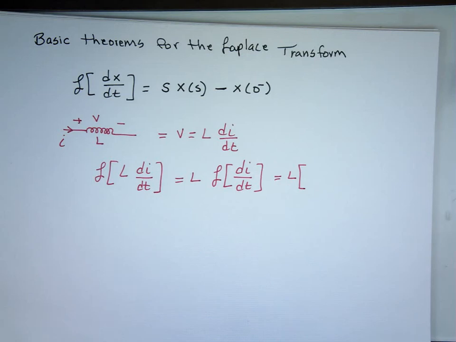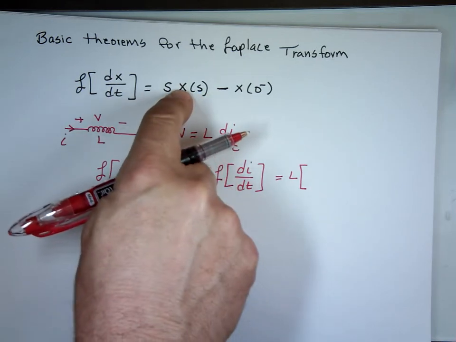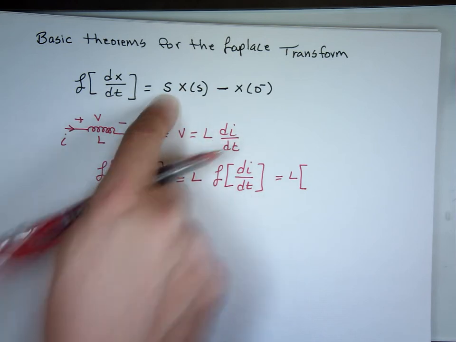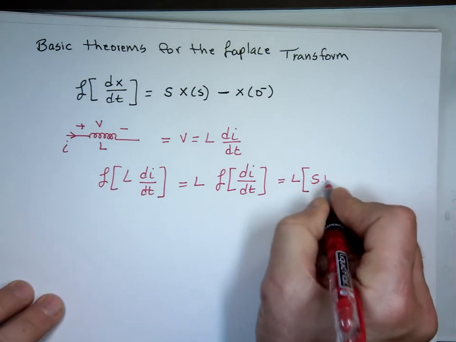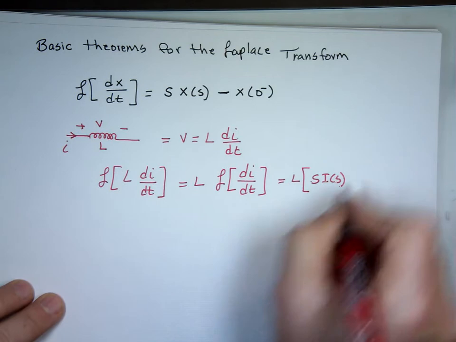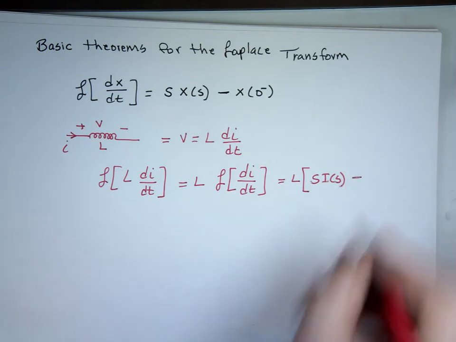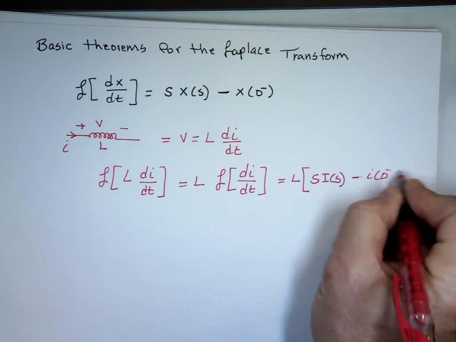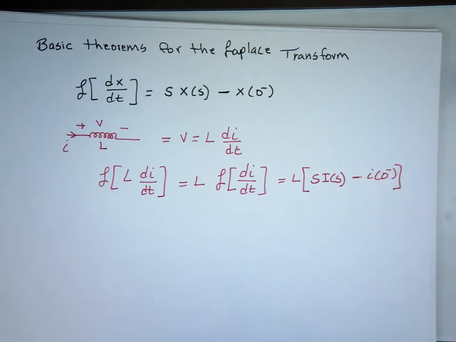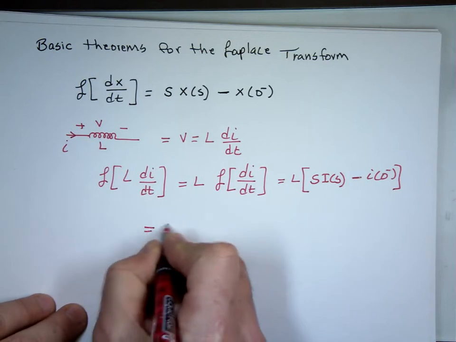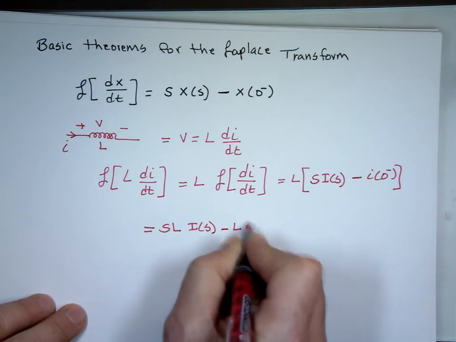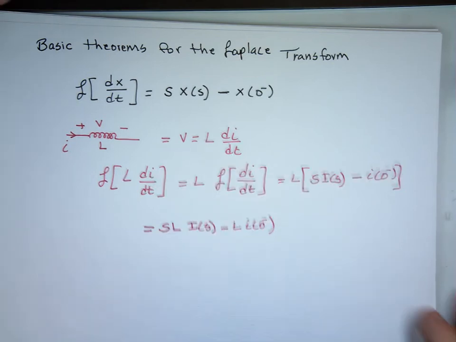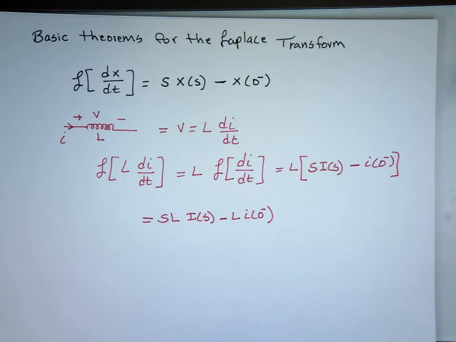what? The value of this one, which is s times I sub s, the current, minus what? I sub 0. Which becomes sL times I sub s minus L I sub 0. And that will tell me actually what I need to do when I have an inductor.